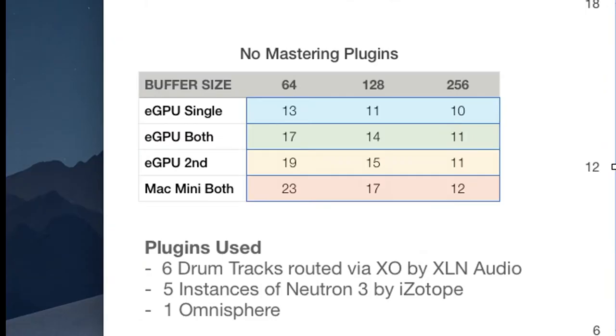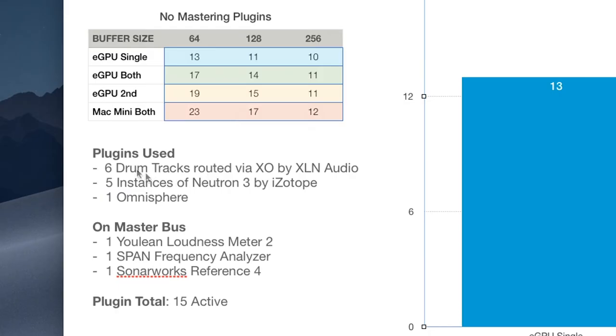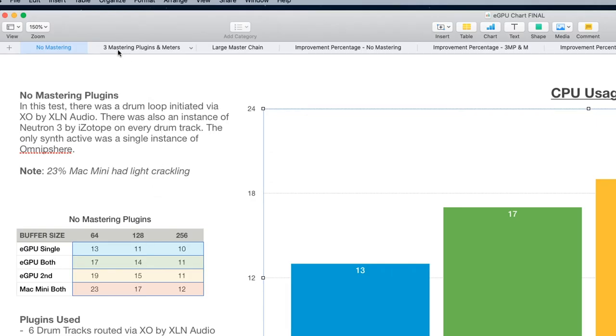Lastly, Mac Mini both, that just means I had both monitors plugged in directly to the Mac Mini, which is essentially going to tell you how the performance is going to be without an eGPU. Under that, you'll see which plugins I actually used within the session and on the master bus. And at the top here, you could click to three different scenarios I did for this test.